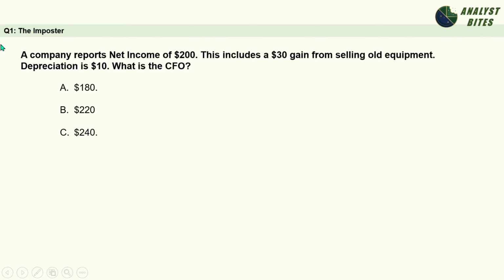Look at question 1. A company reports net income of $200. This includes a $30 gain from selling old equipment. Depreciation is $10. What is the CFO? How do we crush this?